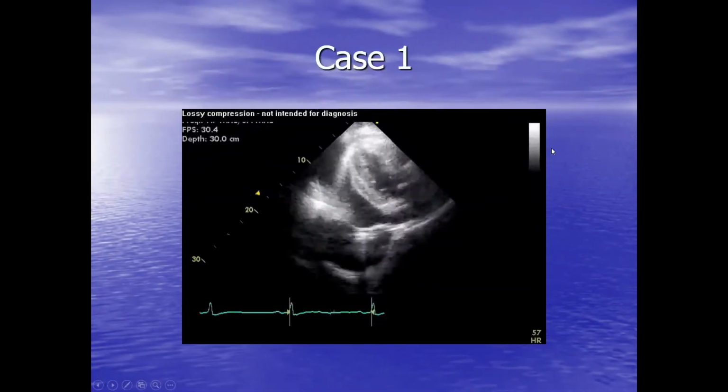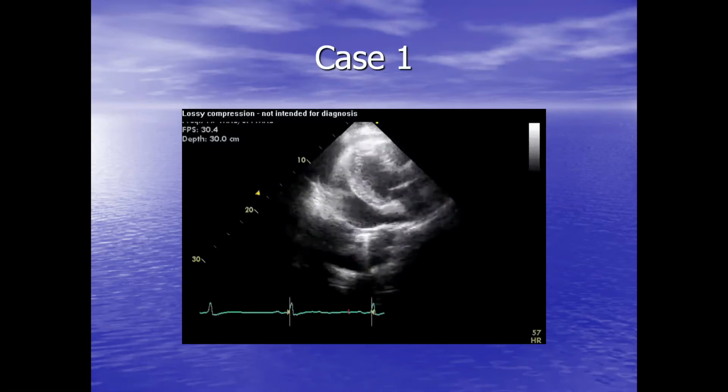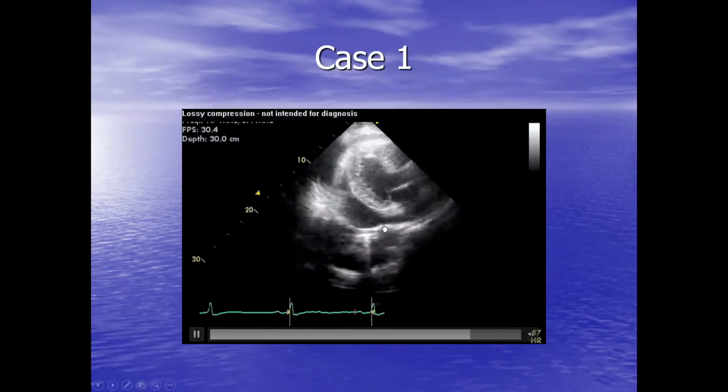Okay, on our first case, we see this collection of fluid which appears to be outside the heart. Now, the question is: is it in the pleural space or pericardial space? Well, here, the main landmark is our aorta. Anything that is between the left ventricle and aorta is pericardial in nature, whereas anything that is outside of the aorta here is pleural in nature.